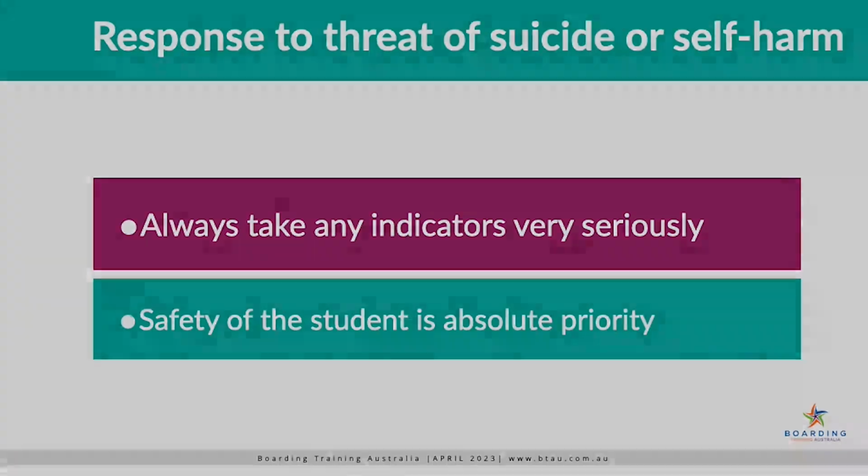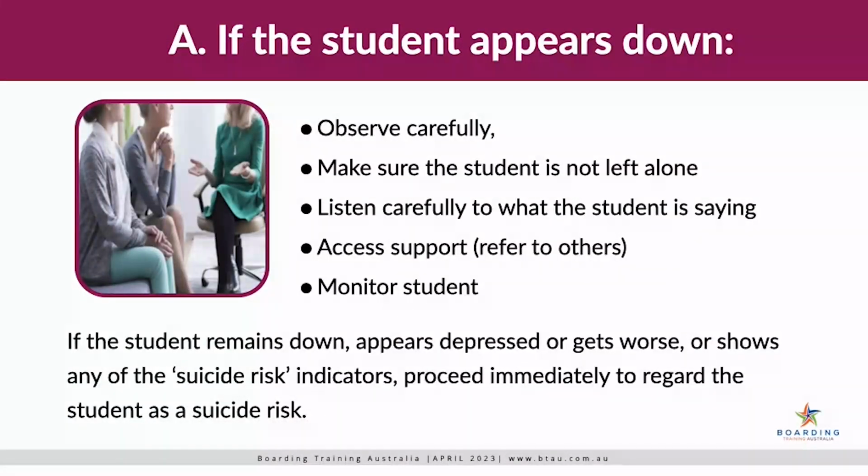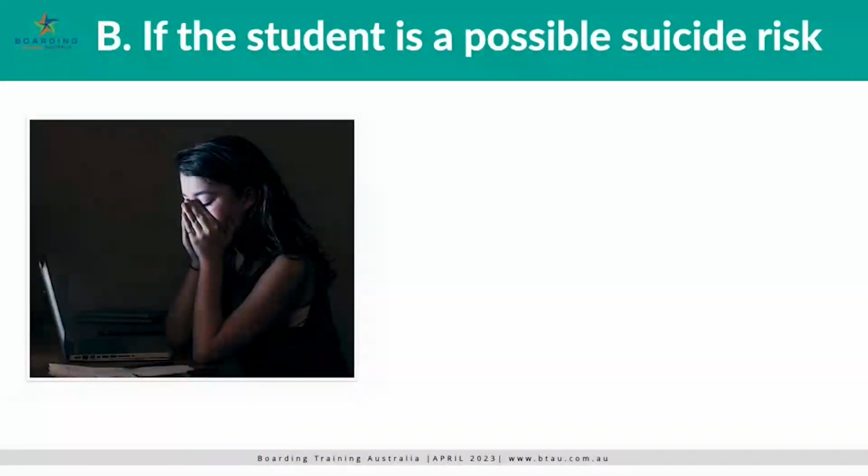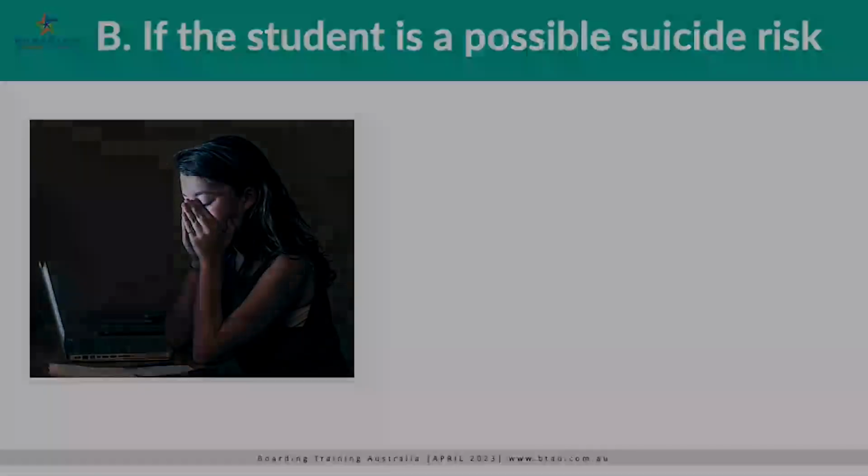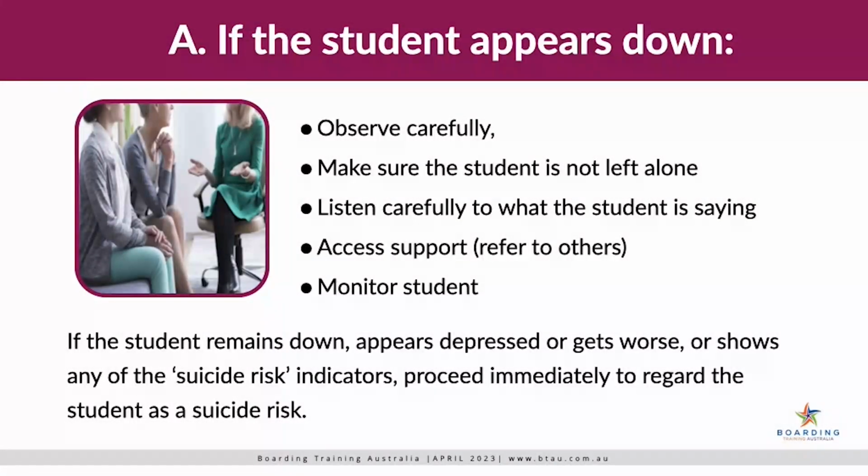We want to look at this in 2 ways. Firstly, if the student appears to be down, and secondly, if the student is a possible suicide risk. So firstly, if the student appears to be down or depressed or not themselves, what do we do? We observe carefully, make sure the student is not left alone, listen carefully to what the student is saying, access support, particularly professional support if it's available, and monitor the student all the time.